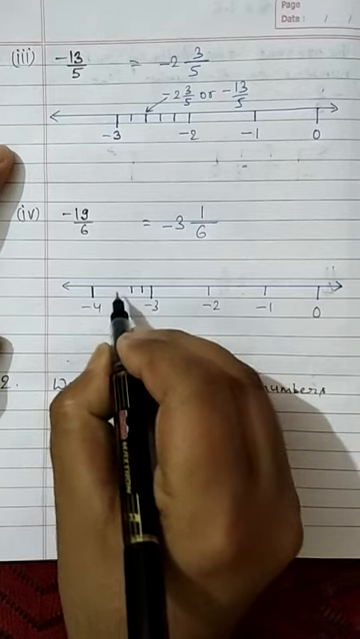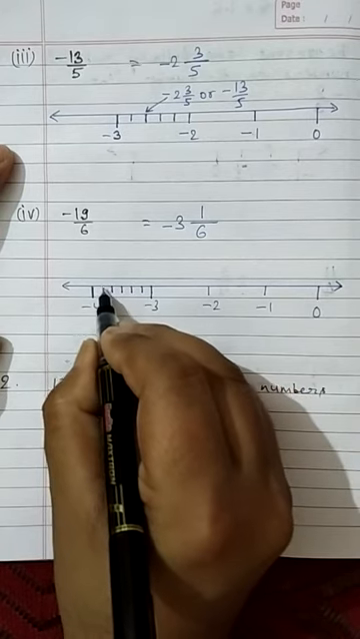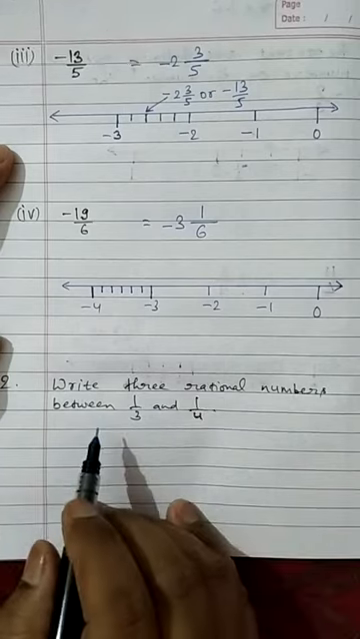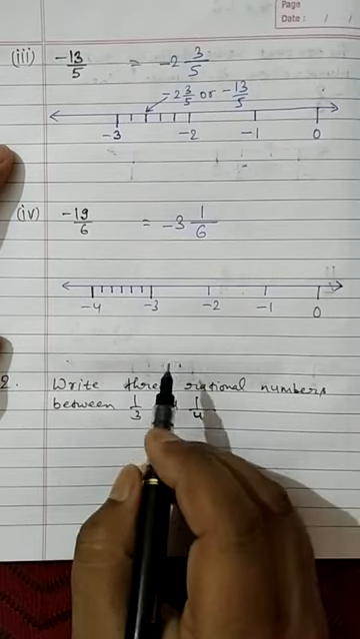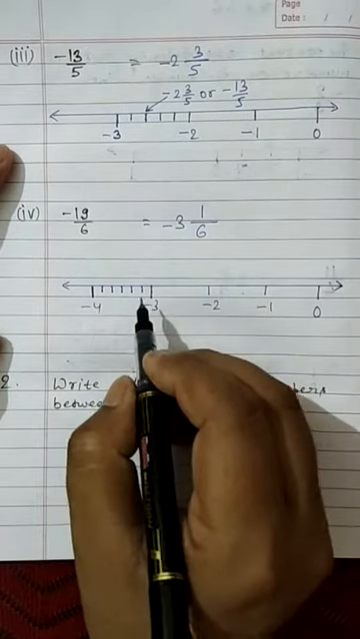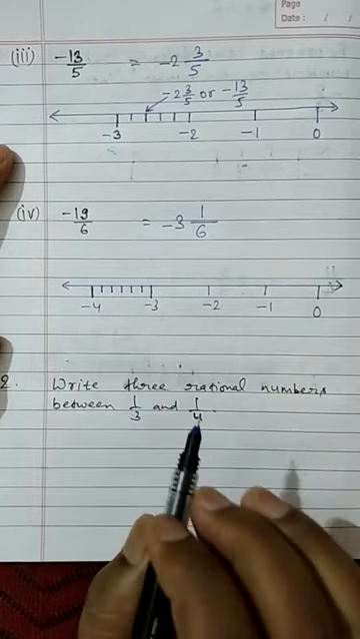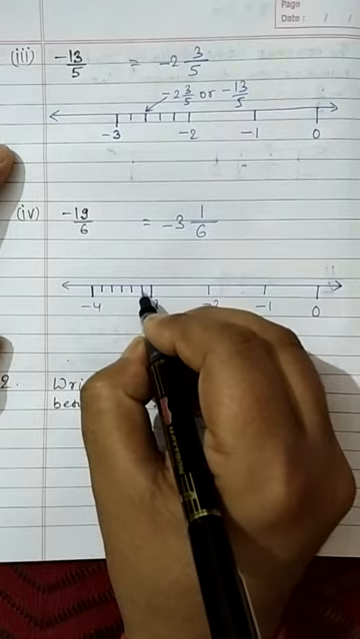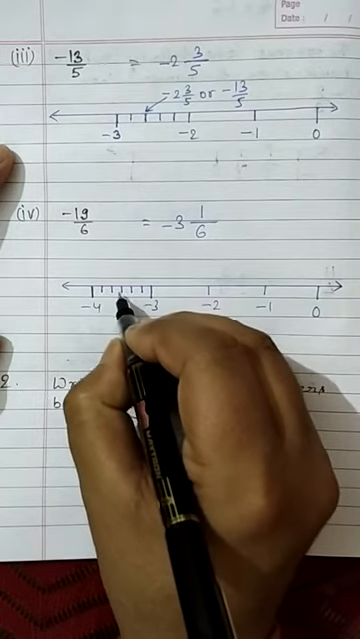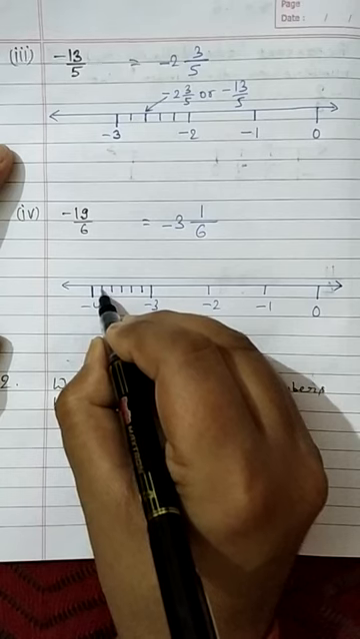1, 2, 3, 4, 5. So this is the 5 ticks. So let us count the sections. 1, 2, 3, 4, 5, 6. 6 sections we have. And this is 1 upon 6. This is 2 upon 6, 3 upon 6, 4 upon 6, 5 upon 6.